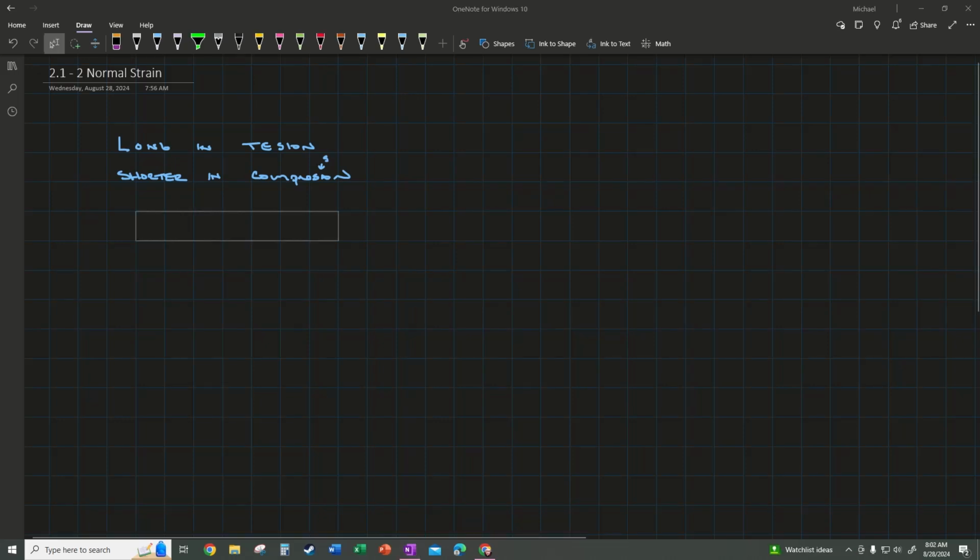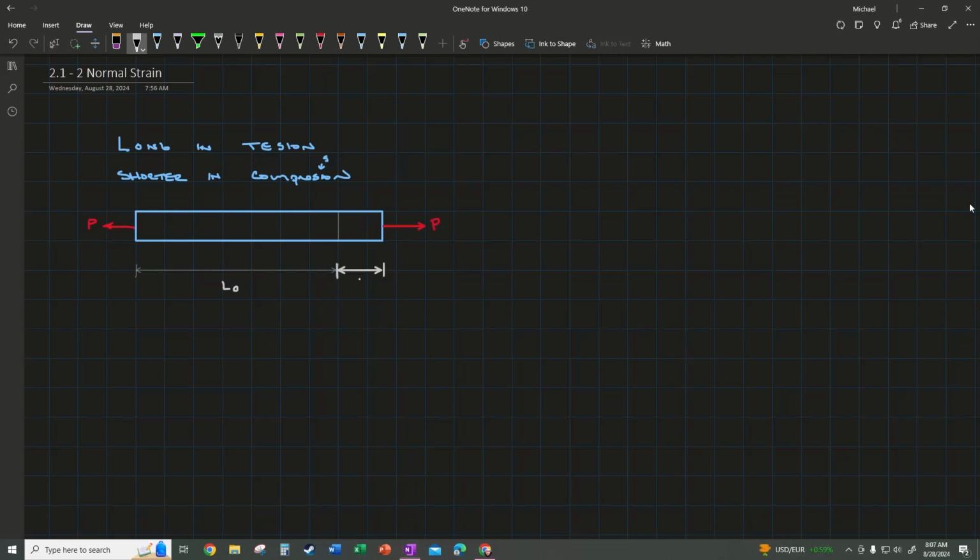So suppose I have a length of material with an initial length. If I apply loads and put this under tension, the material will stretch. Let's call the distance we stretch this delta. So delta is the cumulative stretching length in the member through the total distance L.